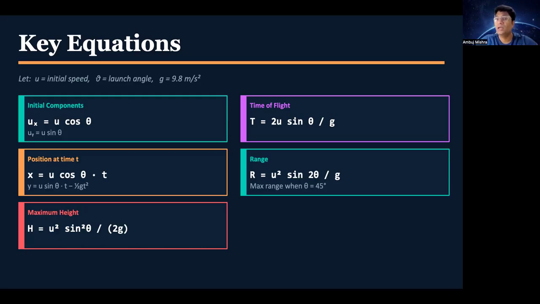Now here, maximum range is when 2 theta is equal to 90 degrees, then theta should be equal to 90 by 2, which is 45 degrees. So this is something that we should remember.